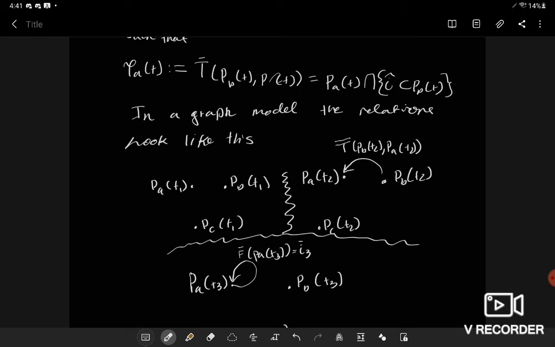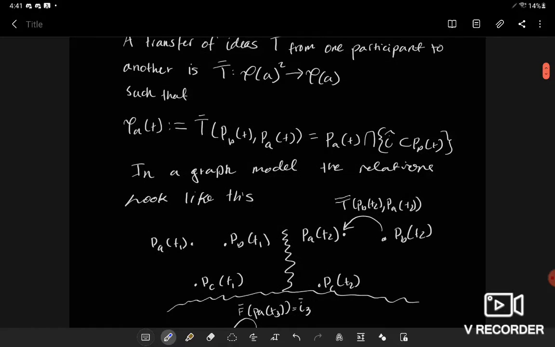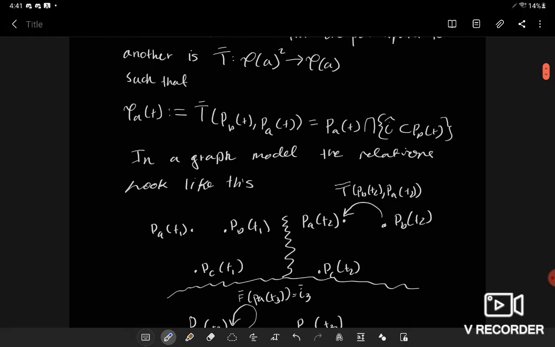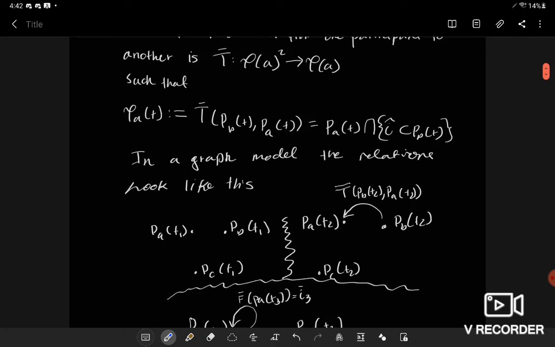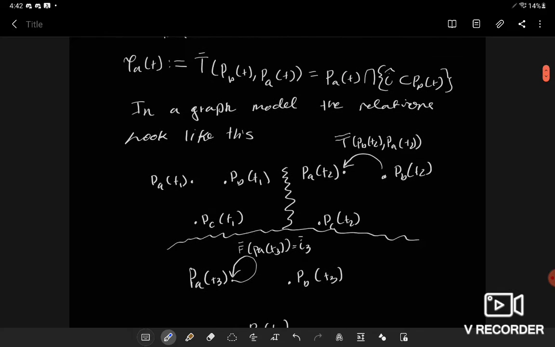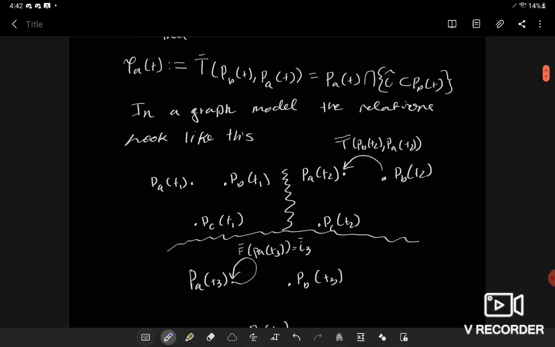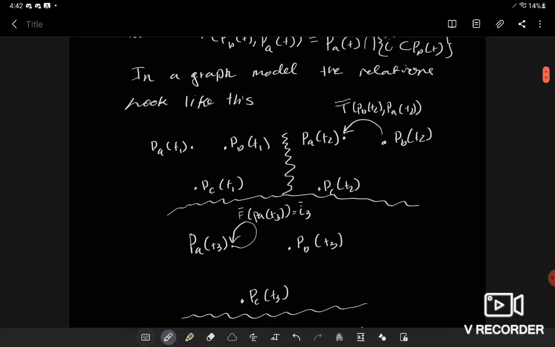Let me change that real quick. So we're getting the set of ideas from participant B, a subset of ideas for participant B, and then adding it to the set of ideas of participant A, and then redefining participant A to be that new set. And this is simply just adding new information to participant A, but the new information originated from participant B.